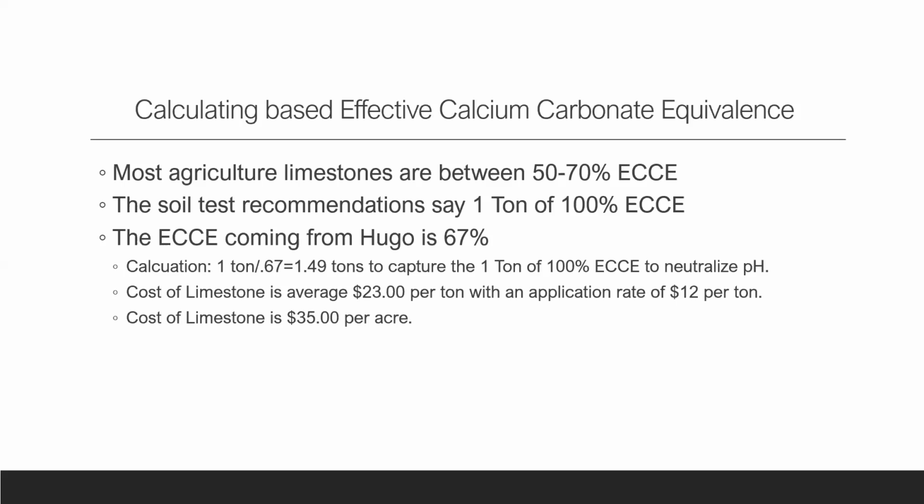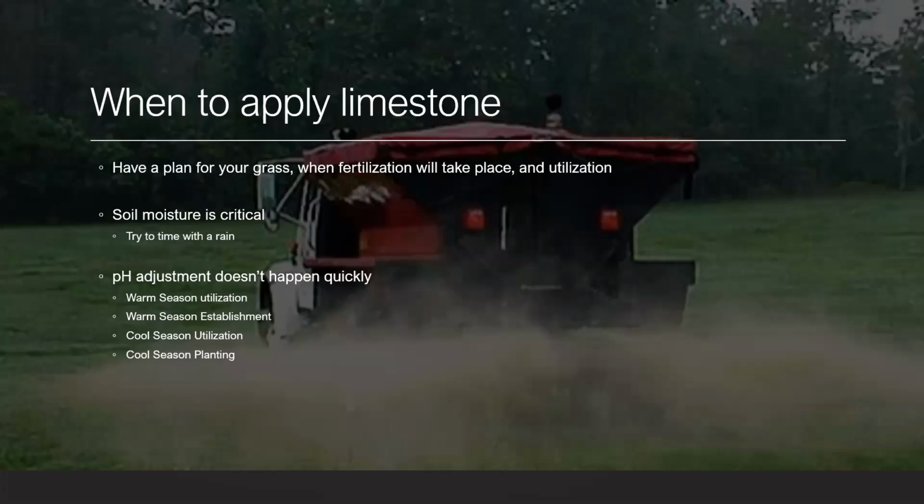That's how we figure, though, the effective calcium carbonate equivalent. Let's just say if you were to find some, it's 75%. All we'd have to do there is do 1 ton divided by 0.75, and that means that we would have to apply 1.33 tons of limestone to capitalize on 1 ton of 100% ECCE limestone if that effective calcium carbonate equivalence was at 75%. So with that, we'll move into when to apply limestone.